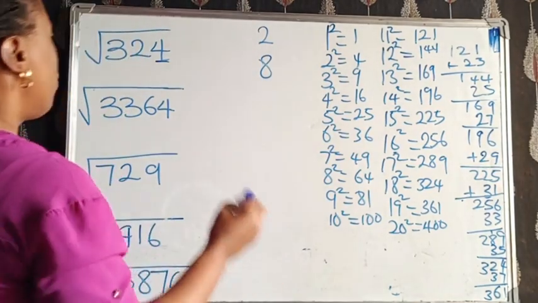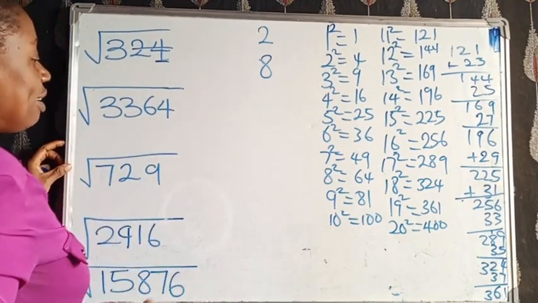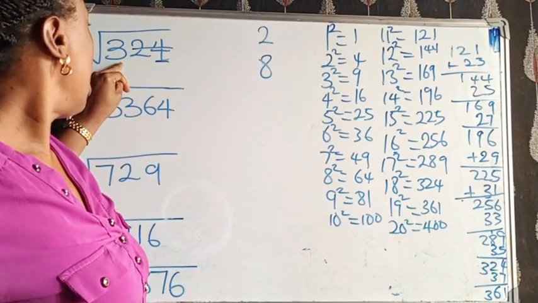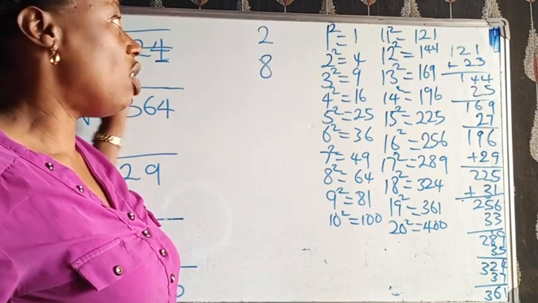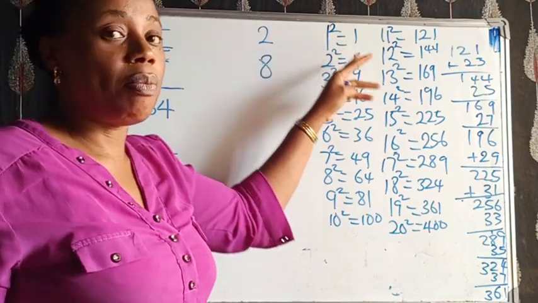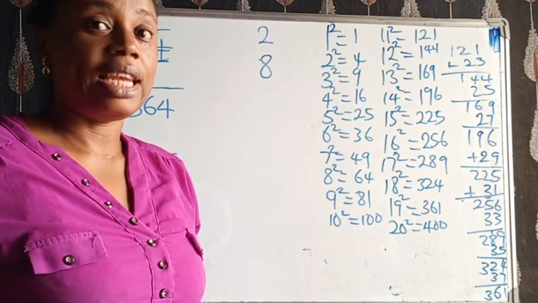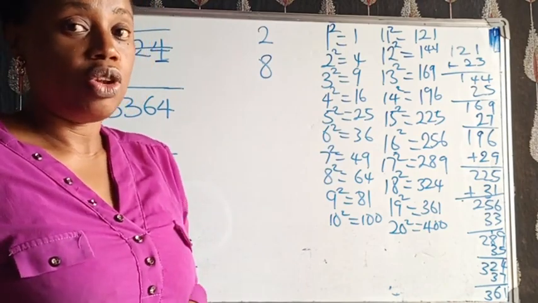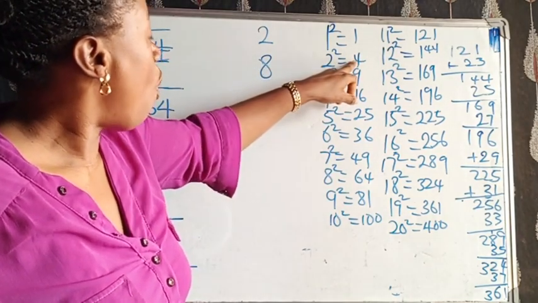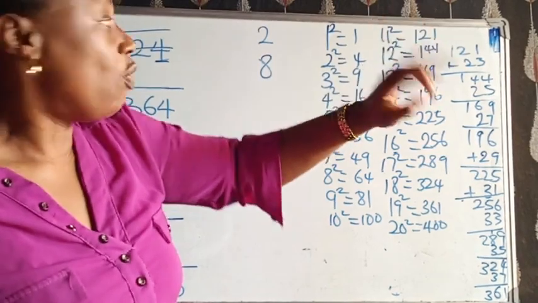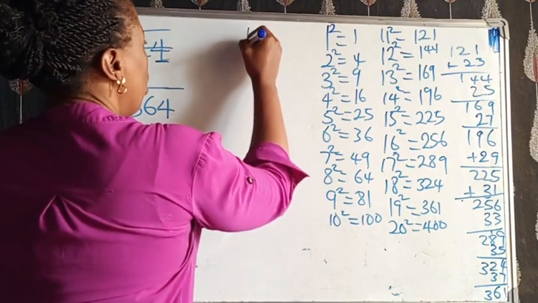So after that, when you have found the numbers, the next thing you come and look for is this 3. You go and check for the number whose square is 3 or below. It must not be greater than 3, but it can be below 3. So that number here, we see that 4 is greater than 3, so it cannot be 4. So it's going to be 1. So the answer here, we are going to have 1.